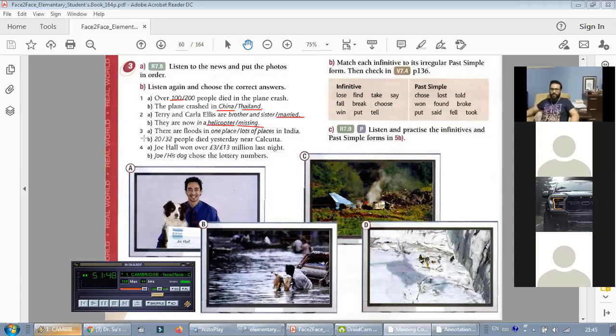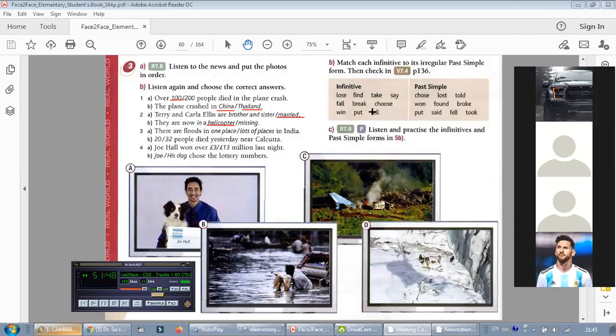All right, number three. There are floods in one place, lots of places in India. Lots of places or one place? What do you think? Lots of places in India. Lots of places? I think lots. Okay. Who thinks it's one place? Me. Okay, Rashid thinks it's one place. All right. 20 people died or 32 people died yesterday near Calcutta? 32. Who wants to answer 20? Anybody thinks 20? Everybody agrees 32?